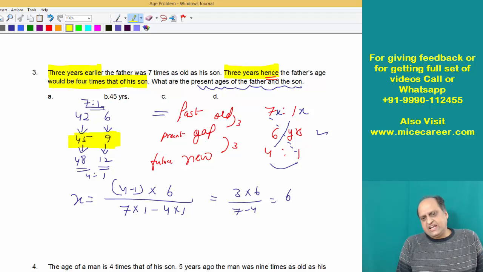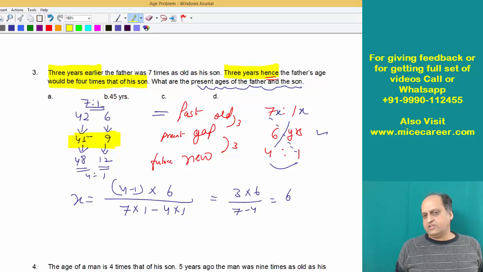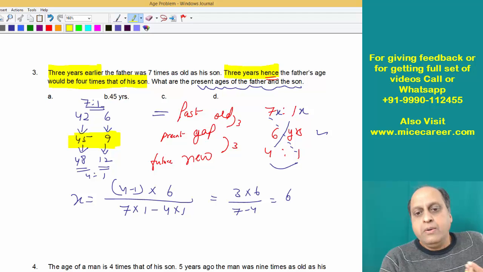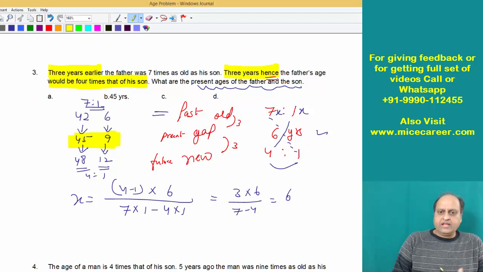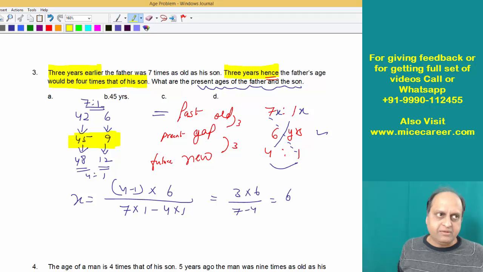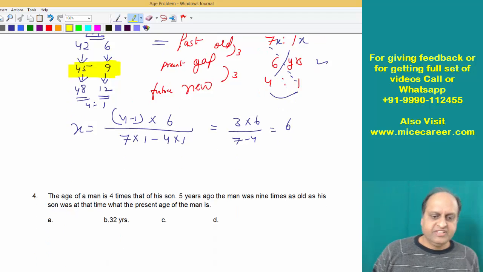So with this technique, whatever type of the question examiner may ask, you can always do it. You need to know old ratio, gap, new ratio. Old, gap, new. And 3 types of figures can be there. Past age, present age, future age. Let us take another example.